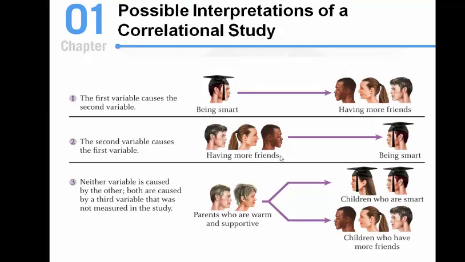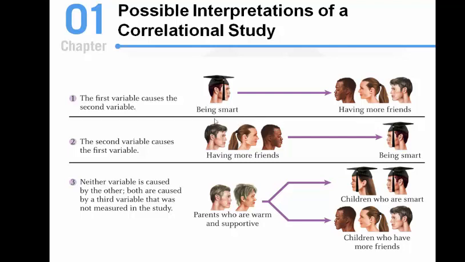All right. Now, we said that correlations just look at a relationship between two naturally occurring variables. It does not allow us to determine causation. And then we have an example here. Let's suppose that we found a correlation between intelligence and social support. So we find that as intelligence goes up, the number of friends goes up. Intelligence goes down, friends go down. That's a positive correlation.